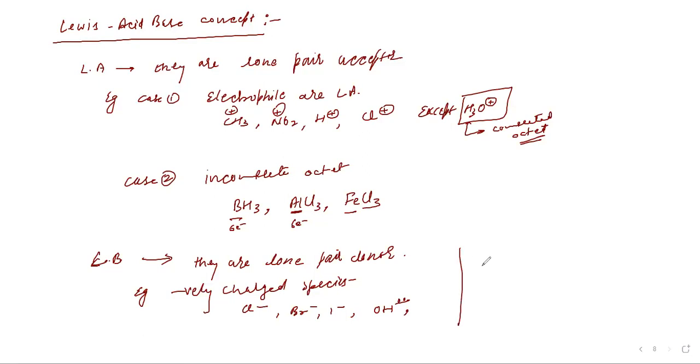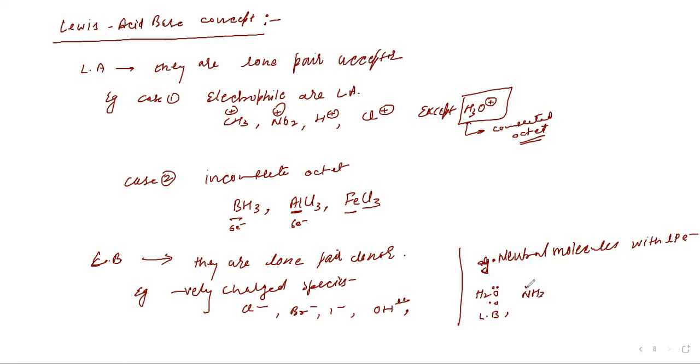Next one, example: we are writing neutral molecules with lone pair electron, LP electron. Like what example you can get? This is the example type 2. Like H2O. H2O is having lone pair electron. So it is going to be Lewis base.